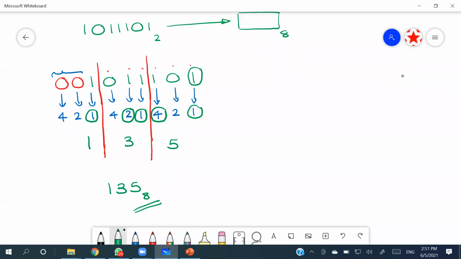Right? You just add up the things which has the 1 over that place value.